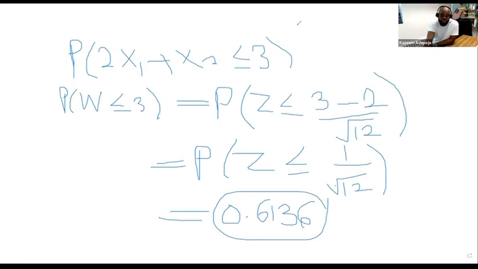Because of my time, I'm going to go into another example. Question B is asking you to figure out the covariance of x1 plus x2, comma, 2x1 minus x2.